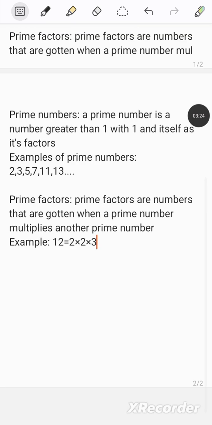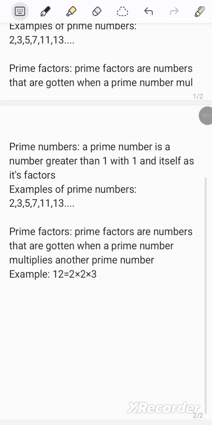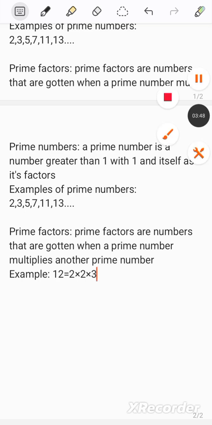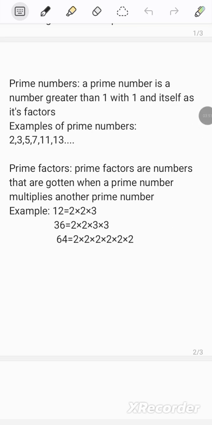Now we move on to prime factors. Prime factors are numbers that are gotten when a prime number multiplies another prime number, no matter how many times they do it. Look at an example. 12 is gotten from 2 times 2 times 3. 2 times 2 is 4, and 4 times 3 is 12. Other examples include 36, which is gotten from 2 times 2 times 3 times 3. And 64, which is gotten from 2 multiplied by itself exactly 6 times, or 2 to the power of 6 in indices.